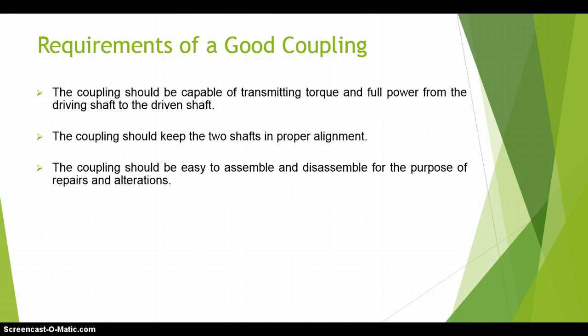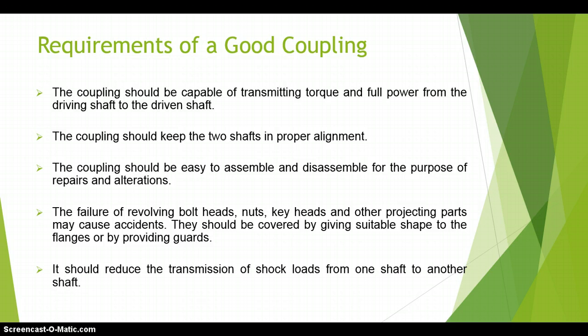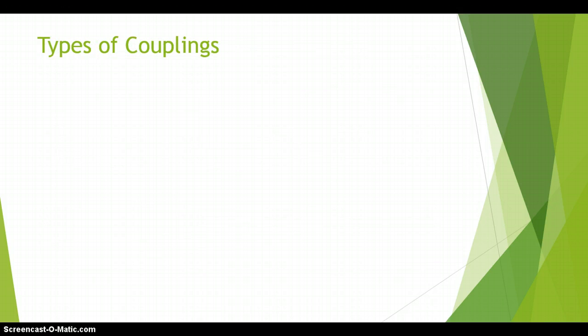So generally when we select any type, we will keep all these things in mind. The failure of revolving bolts, heads, nuts, key heads and other projecting parts may cause accidents, so they should be covered by giving a suitable shape to the flange or by providing guards. We will see that part again later on. And it should reduce the transmission of shock loads from one shaft to another shaft, as we discussed previously.